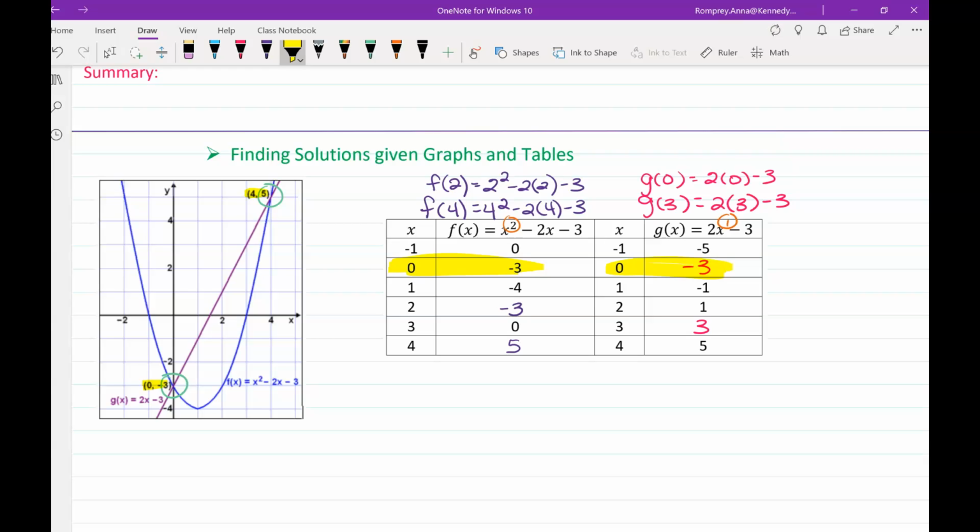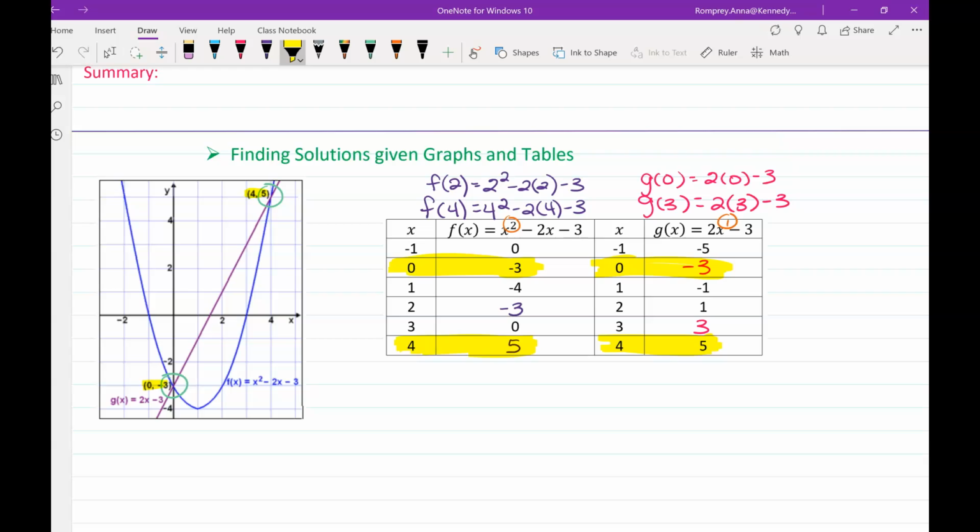Okay, so (1, negative 4), nope. (2, negative 3), (2, 1), nope. (3, 0), nope. (3, 3), doesn't work. (4, 5), yes. (4, 5). Okay, so this table displays what this graph was. So we have it graphically and now displayed as a table. As a table, you are looking at the points that they share, that they have in common. And graphically, you're just looking for where the functions intersect.